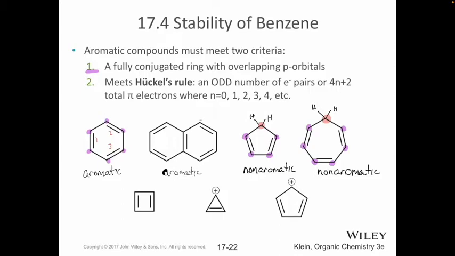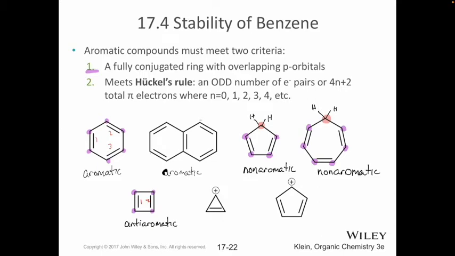All right, we also did cyclobutadiene. We said that even though that has this perfect spacing, it's a fully conjugated ring. It only has 2 pairs, and thus this is anti-aromatic.